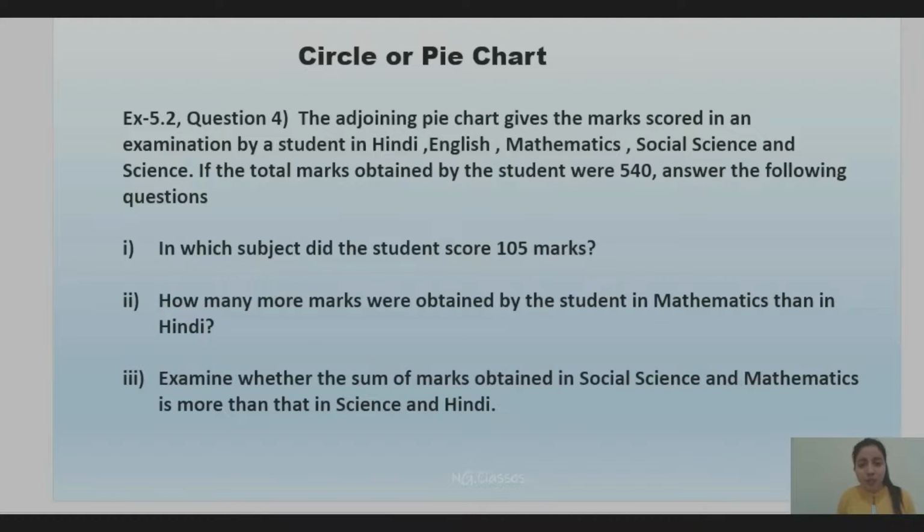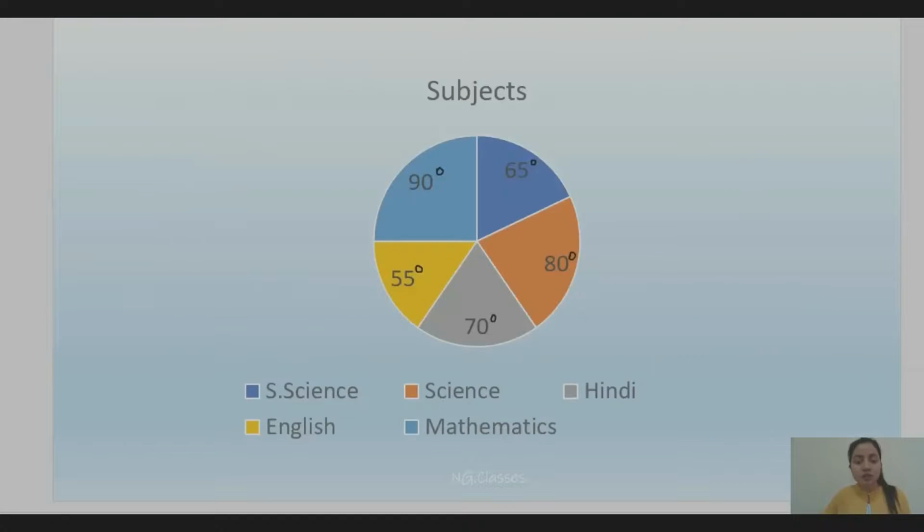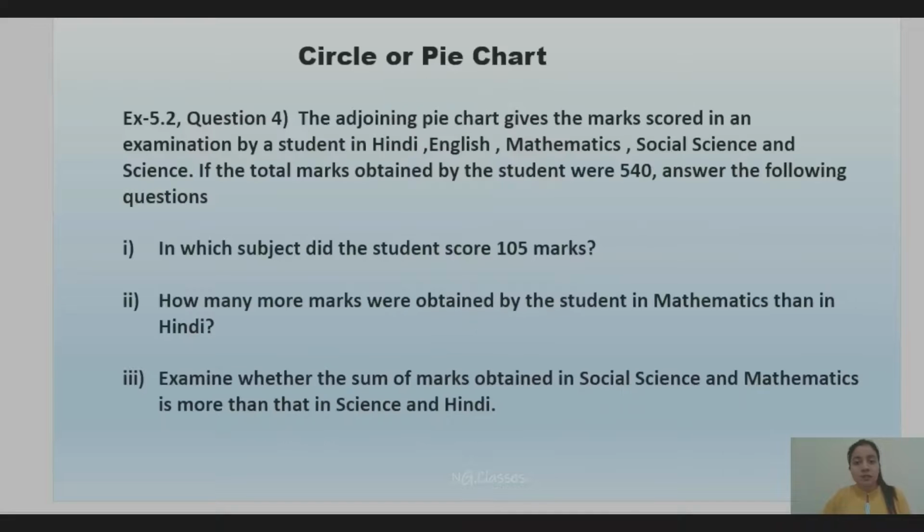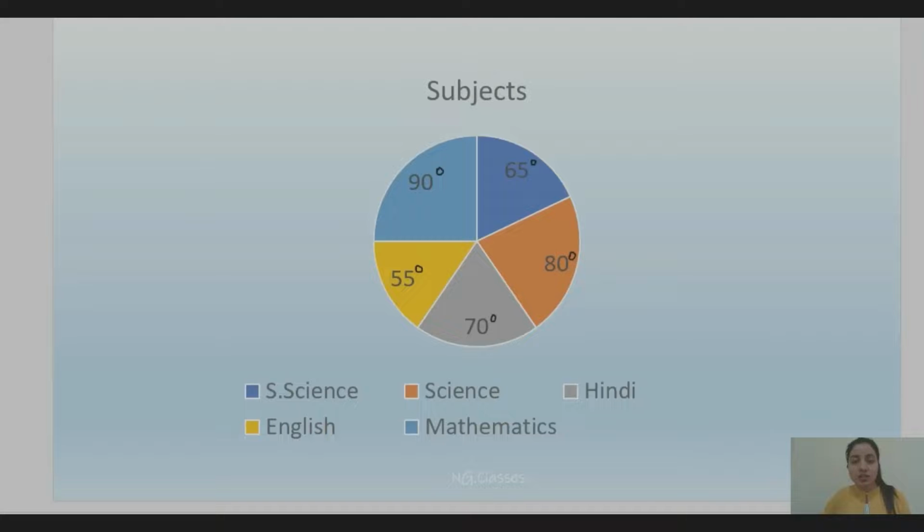Now our next question from the pie chart is the adjoining pie chart. Where is our adjoining pie chart? It's talking about this pie chart. What's this representing? It gives the marks scored in an examination by a student in Hindi, English, mathematics, social science and science. If the total marks obtained by the student were 540, answer the following questions. So this pie chart is representing marks scored by a student in different subjects, in social science, in Hindi, English and mathematics. And here, see carefully, the marks are given in degrees. Earlier, the data was provided to us in percentage. Here, we have the data in degrees.